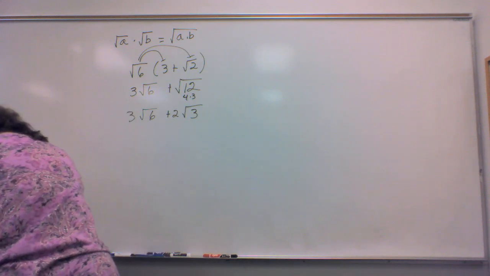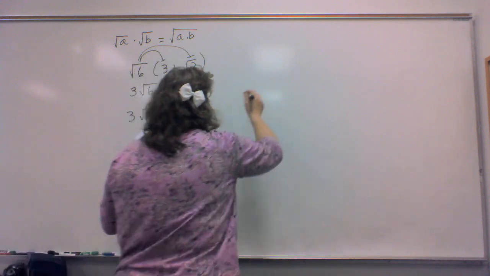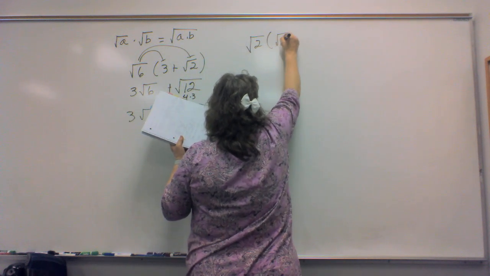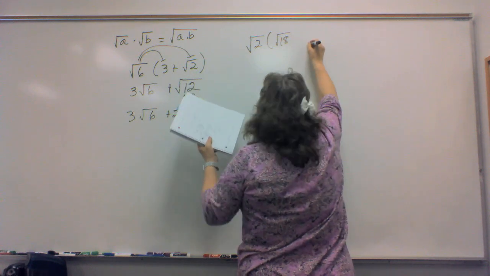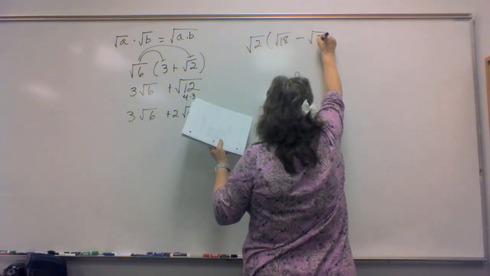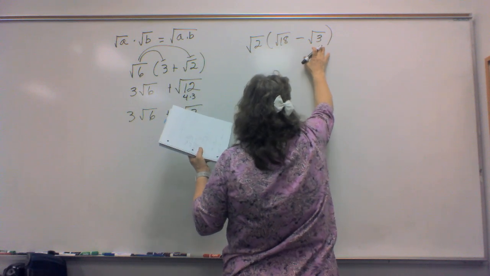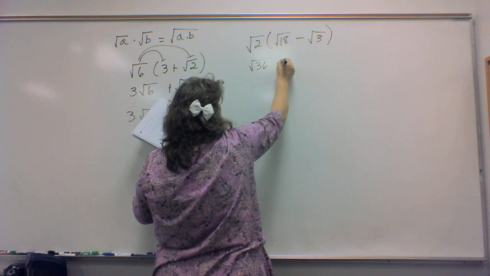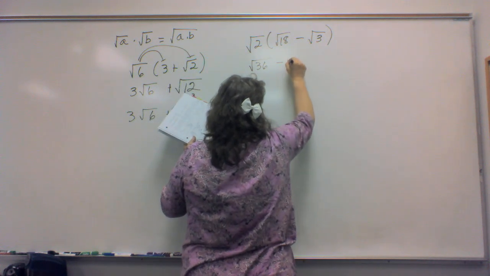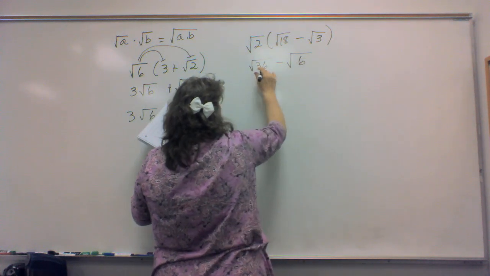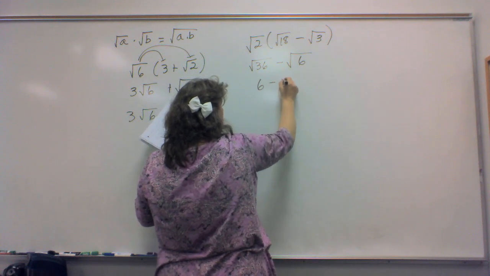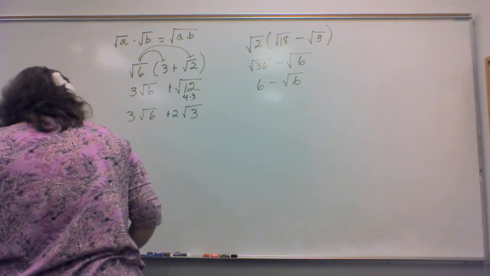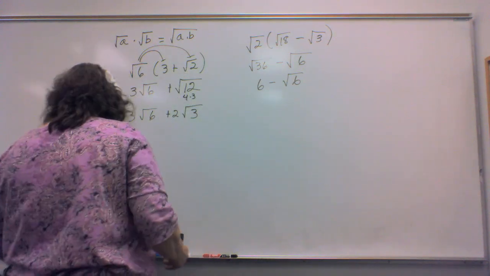Okay, let's look at another one. The square root of 2 times the square root of 18 minus the square root of 3. Again, everything is inside the house, so 2 times 18 is the square root of 36. 2 times 3 is the square root of 6. The square root of 36 is 6, minus the square root of 6. Again, it cannot be simplified, so that's the end of it.